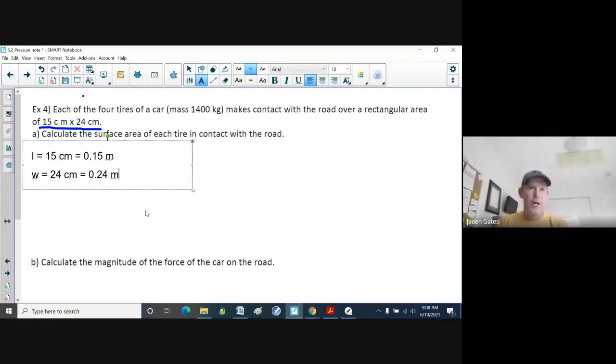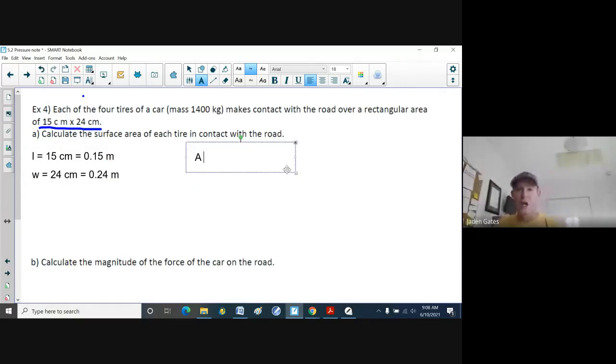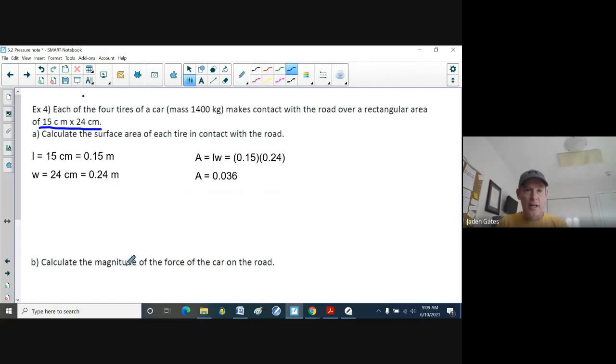Now I can calculate the area. If I look at the contact of a tire on the road, it's just a rectangular spot. Again, it's going to be length times width, which in this case is 0.15 times 0.24. Now I multiply those two together. Probably going to get some kind of a decimal, I imagine. I am. I get 0.036.